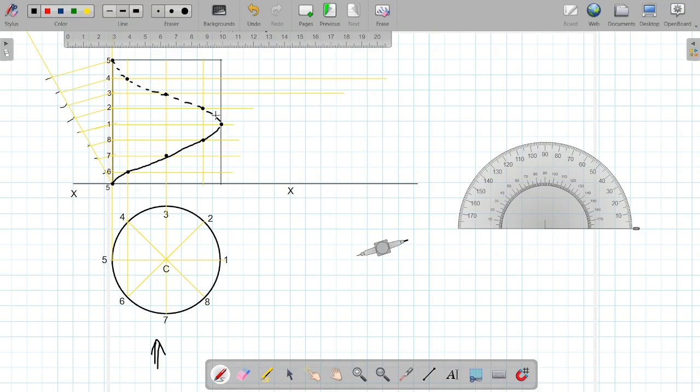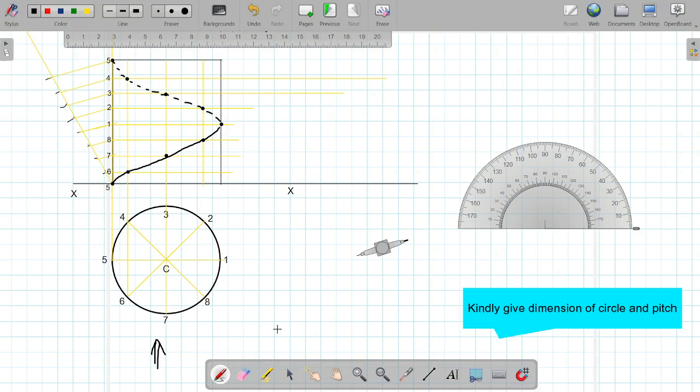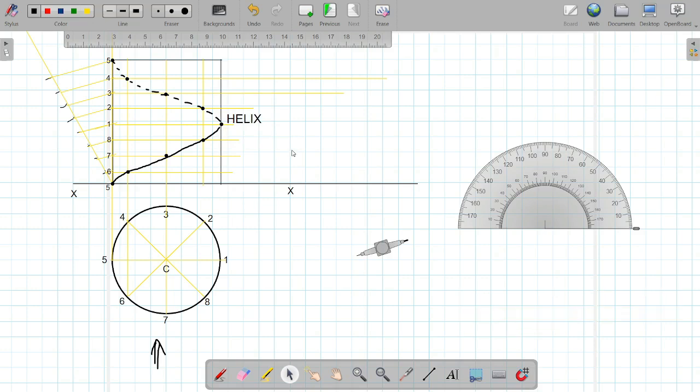So this curve, which we have just now drawn, is nothing but the helix. So I hope that you have understood the concept or the method of drawing the helix. And with this, we complete the chapter on engineering curves. Thank you.